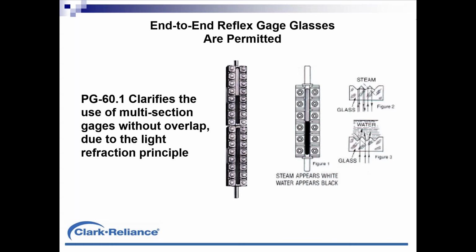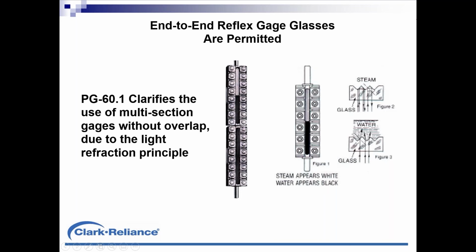So this is an example. You can see there's a little void there between the lower and upper section. And if that water level line were right in that void, we would clearly see the bottom one black, the upper one white, and we would know that the level's in that blind spot.